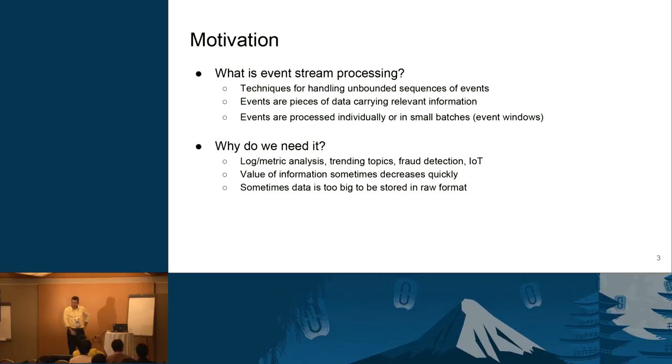So the first point I want to bring to you today is what do we call event stream processing? That's how we like to call real-time data processing. Event stream processing is basically a set of tools and techniques to make it possible to process data in real time. For example, if you want to do data aggregation, then you have to consider time windows. If you want to do machine learning, you have to consider online algorithms.